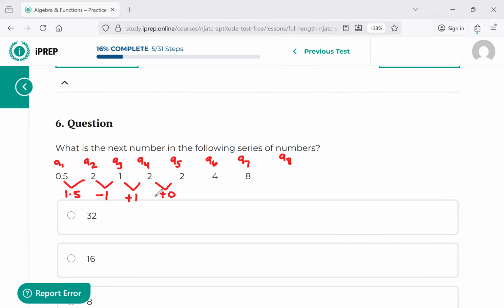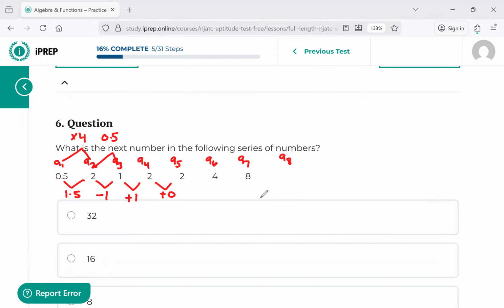Let's see if we have a common ratio. When I say common ratio, it means that instead of adding or subtracting, we're multiplying by a number. So from 0.5 to 2, what did you have to multiply? I think you had to multiply by 4. And then from 2 to 1, what did you have to multiply? 0.5.